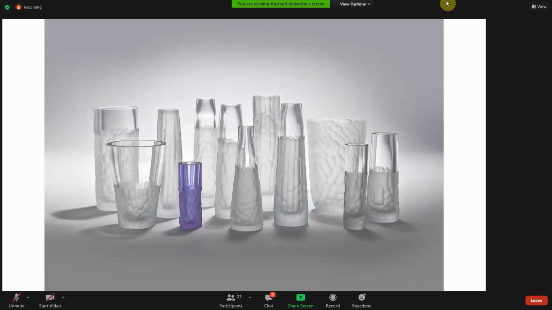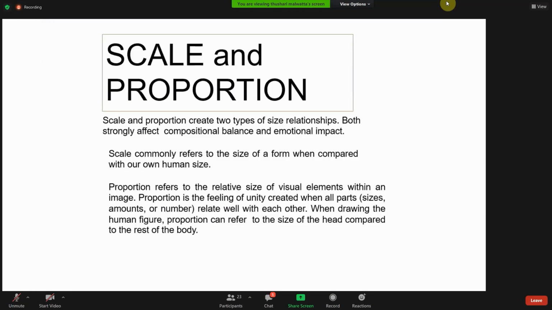How have they emphasized here? Any idea? By breaking the pattern. When it is different from the other objects, the blue glass is emphasized. So then, scale and proportion.